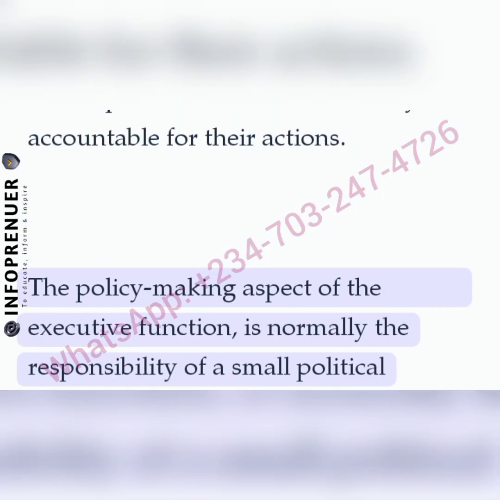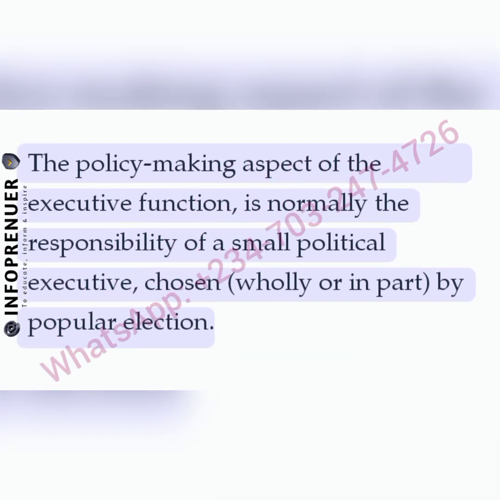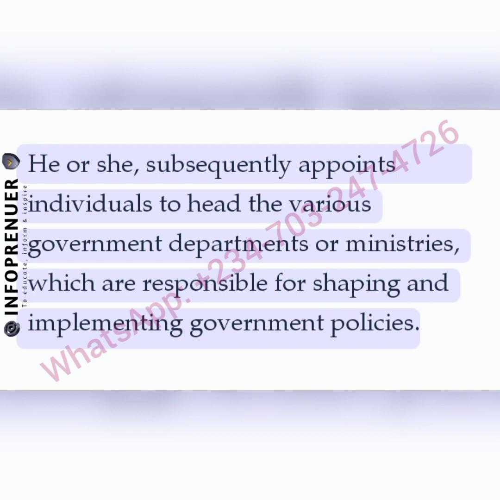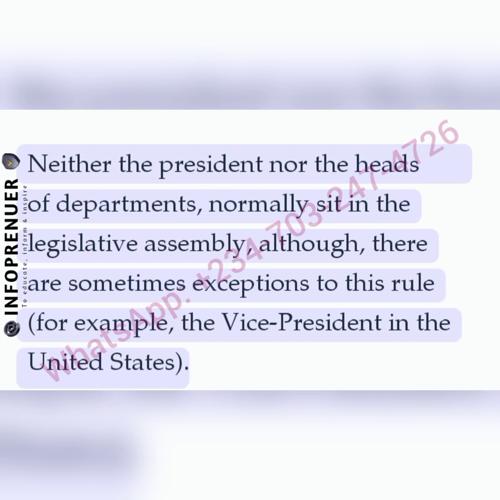The policy-making aspect of the executive function is normally the responsibility of a small political executive, chosen wholly or in part by popular election. Under a presidential system of government, the chief executive or president is usually chosen by separate election for a given period of office and becomes both the nominal and political head of state. He or she subsequently appoints individuals to head the various government departments or ministries, which are responsible for shaping and implementing government policies. Neither the president nor the heads of departments normally sit in the legislative assembly, although there are sometimes exceptions to this rule, for example, the vice president in the United States.